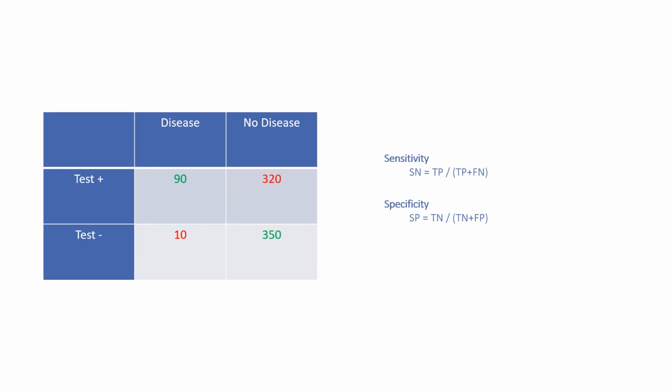Let's say that we're doing research for a new shoulder test. We've compared the outcome of this research to a golden standard, and we found that 90 people with the shoulder pathology actually tested positive, whereas 10 people with the shoulder pathology tested negative. 350 people without the pathology tested negative, and 320 people without the pathology tested positive. We now have everything that we need to calculate both sensitivity and specificity by using the equations as shown on the right side of this video.